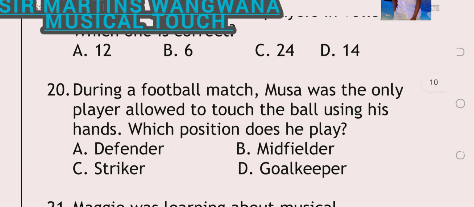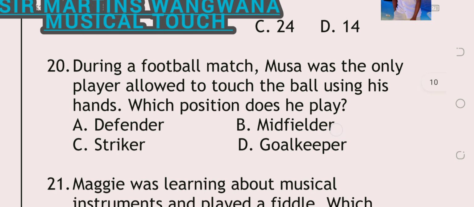During a football match, Musa was the only player allowed to touch the ball using his hands. Which position does he play? Of course, a player who is only allowed to handle the ball inside the goal area is none other than the goalkeeper. So the correct answer for number 20 is D, goalkeeper.